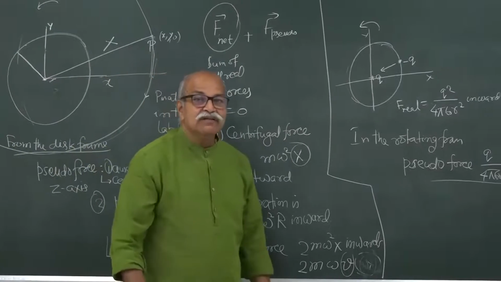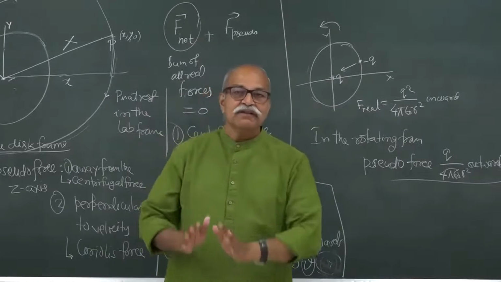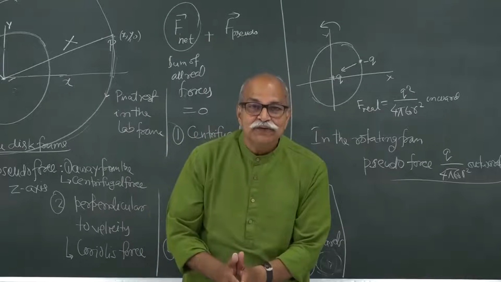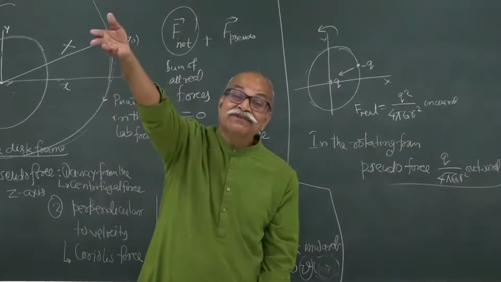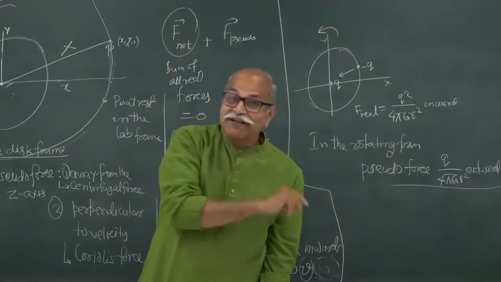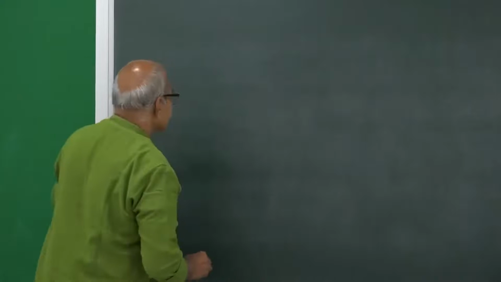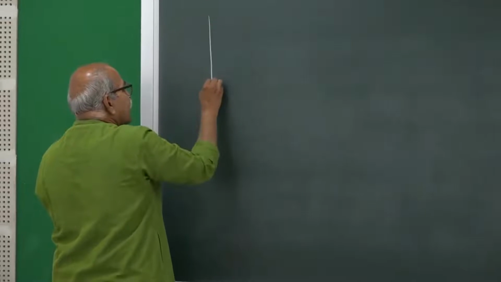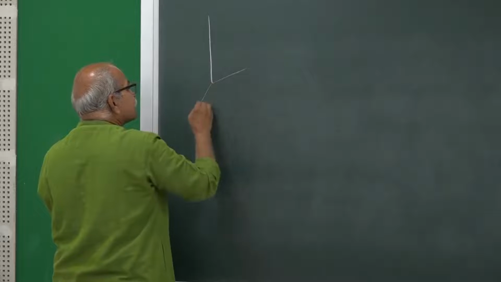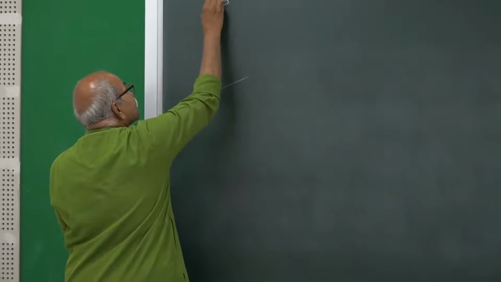Let me now derive a formal expression for centrifugal force and Coriolis force if a particle is in motion with respect to the rotating frame. So let us have a rotating frame. Let me draw an axis system, some axis system which is rotating in the lab, and the angular velocity is omega.